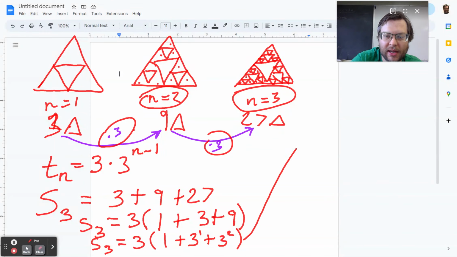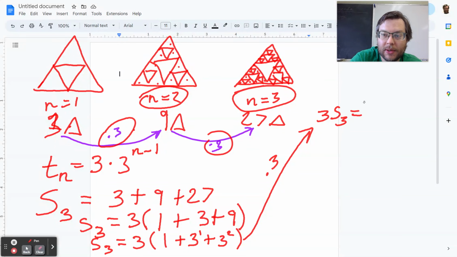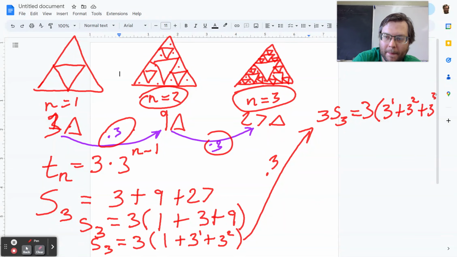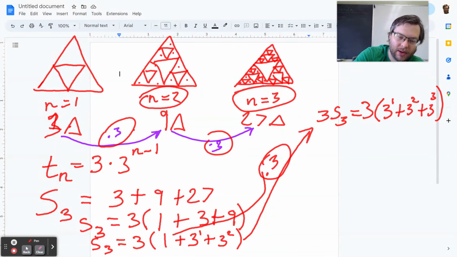So I'm going to take that whole thing that I just had and multiply it by 3. 3 copies of the sum. And I'm going to distribute it inside. So 3, and then I'm going to distribute. So 3 times 1, 3 times 3 to the first, 3 times 3 to the second. So what I did was I took this 3 here and multiplied it by 1. I multiplied it by 3 to the first. I multiplied it by 3 to the second. I just distributed it into the parentheses.